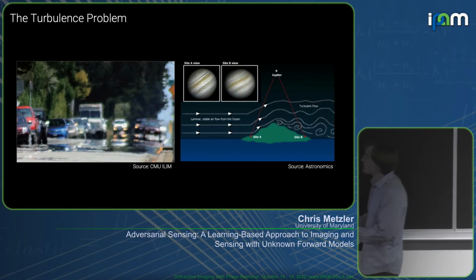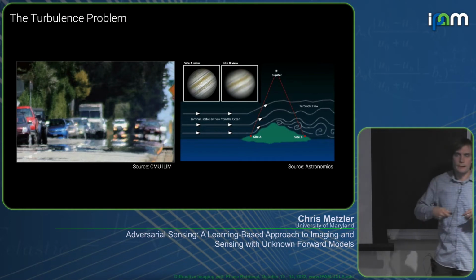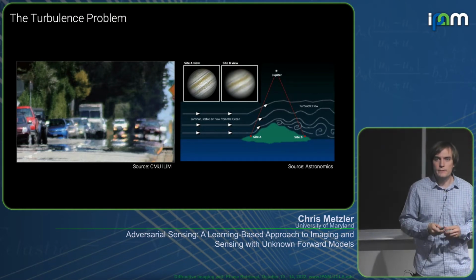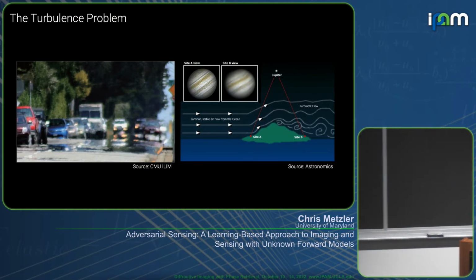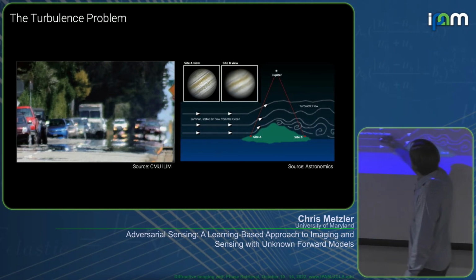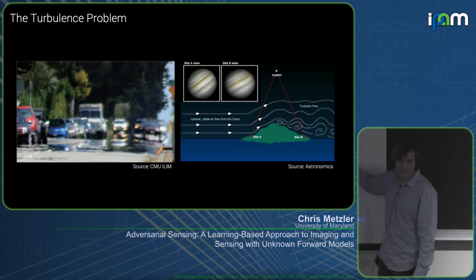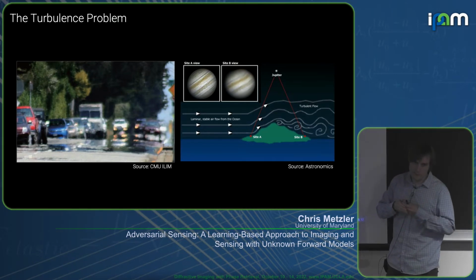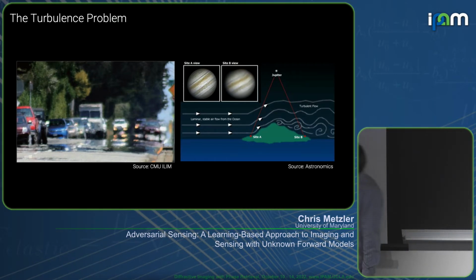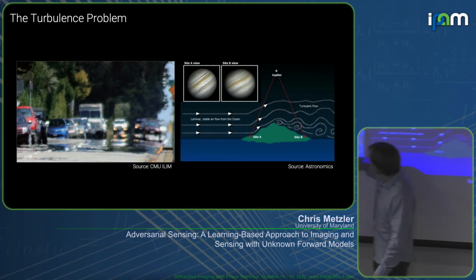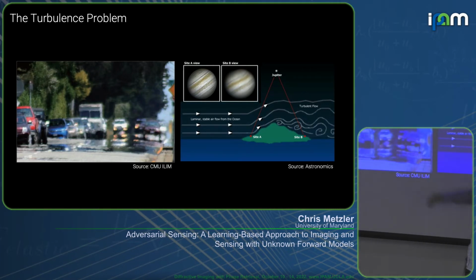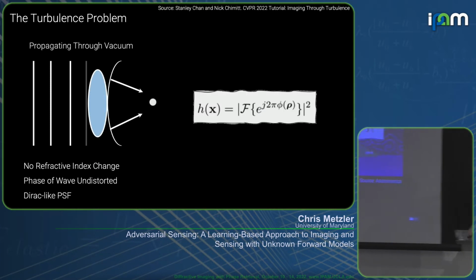The turbulence problem is essentially a really, really challenging blind deconvolution problem. Turbulence is caused by inhomogeneities in the index of refraction of the atmosphere, due to expansion due to heat and what have you. And our goal is to take a sequence of images that look like this and reconstruct a nice crisp image.